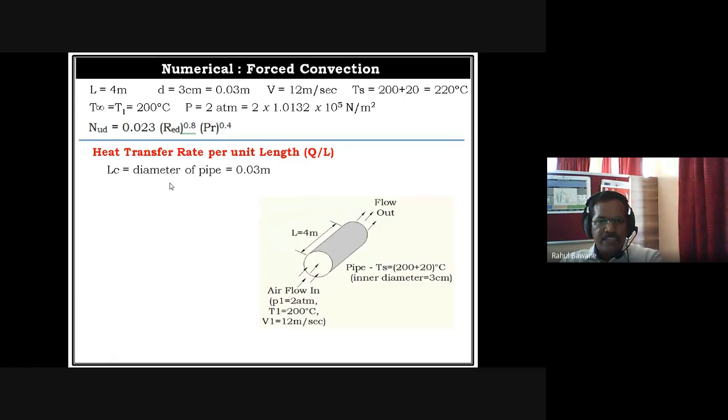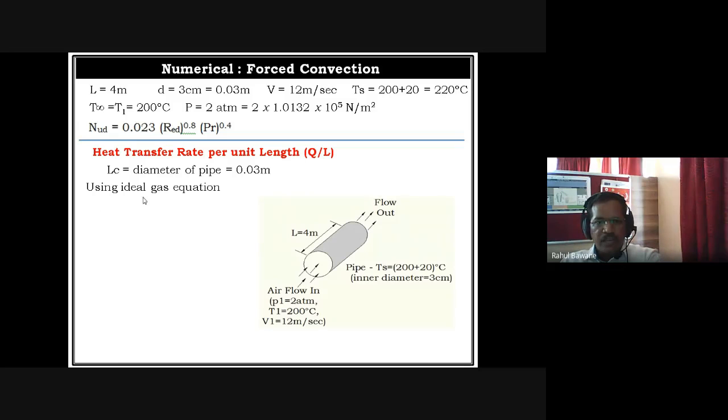So the characteristic length of the pipe is 0.03 meter. This is internal flow, so definitely we have to replace this characteristic length by the hydraulic diameter. And as we just saw, the hydraulic diameter for a simple pipe is nothing but the diameter of the pipe. So the characteristic length is 0.03 meter.